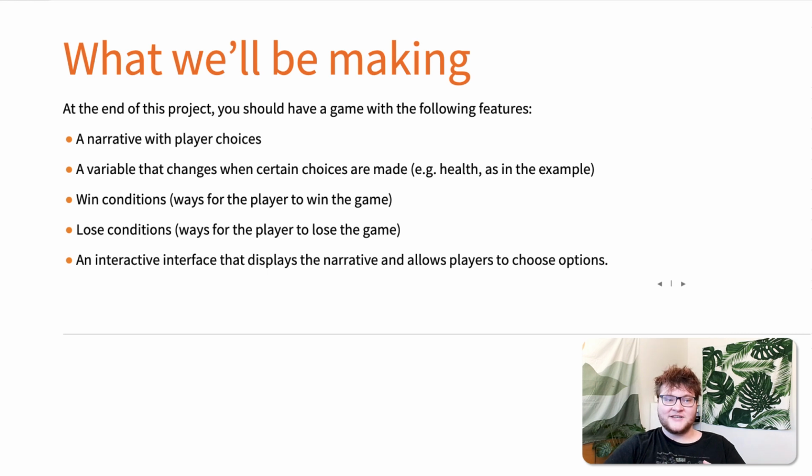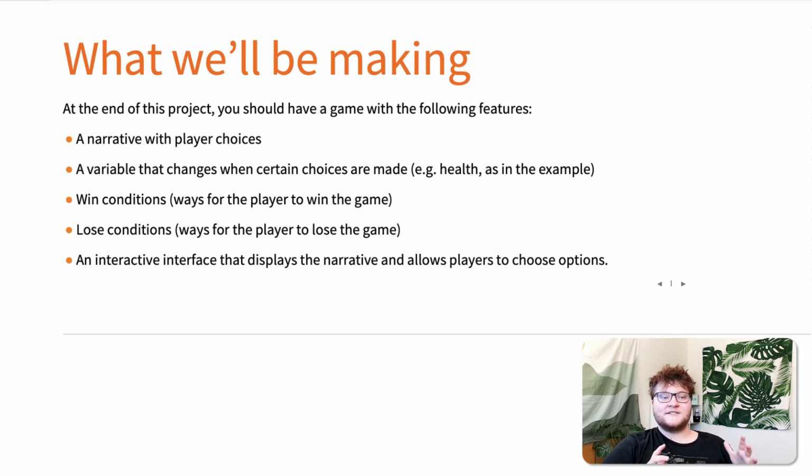At the end of this project, you should have a game with the following features. You should have a narrative with choices that the player can make, and a variable that changes when certain choices are made. In our example, we're using health. You also need win conditions, so ways for the player to win the game, and lose conditions, ways for the player to lose the game.